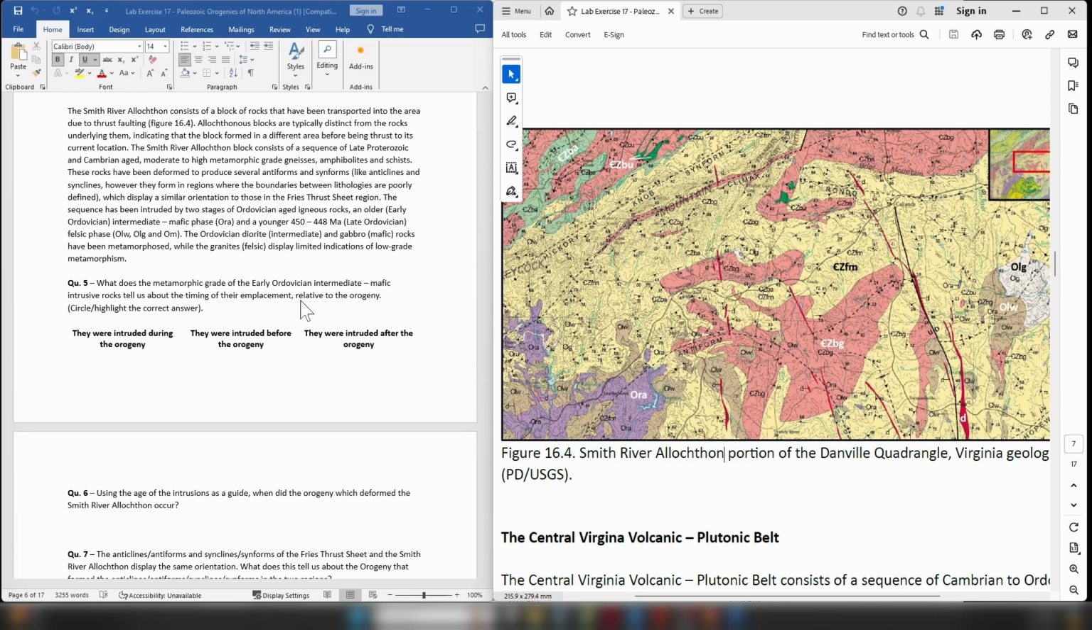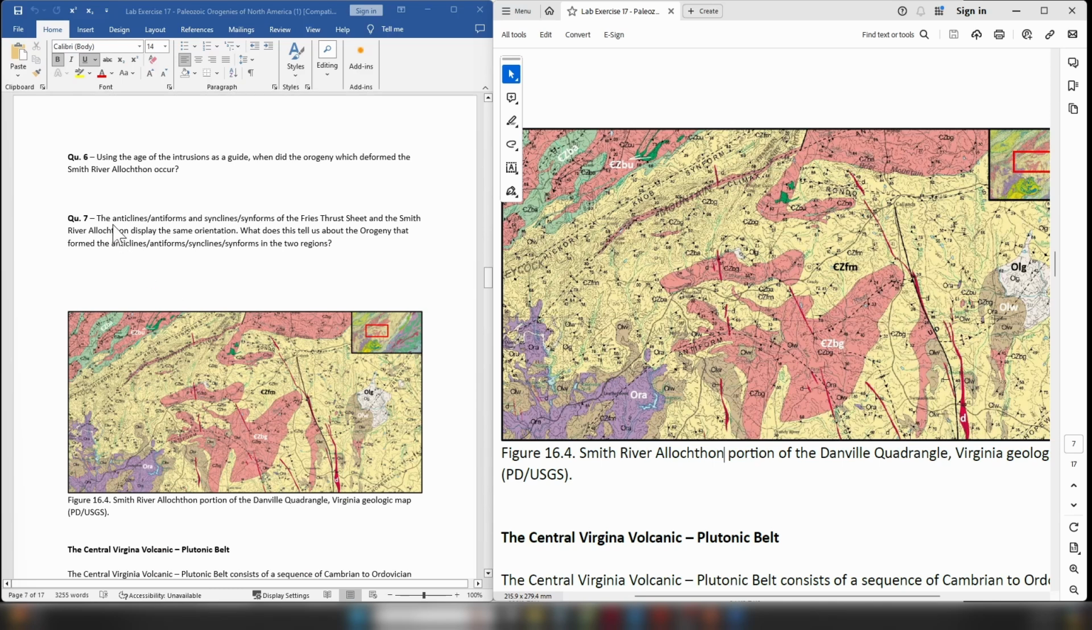And we know this area has been deformed to produce the antiforms and synforms, and so it would suggest strongly that this metamorphism is connected to the convergent tectonism, to the orogenic event. And so in order to work out the timing of the orogenic event based on the intrusions, you need to find the youngest intrusion that has been metamorphosed due to the orogenic event. Because remember, just like deformation, metamorphism associated with the orogenic event can only affect rocks which were present before the orogeny began.